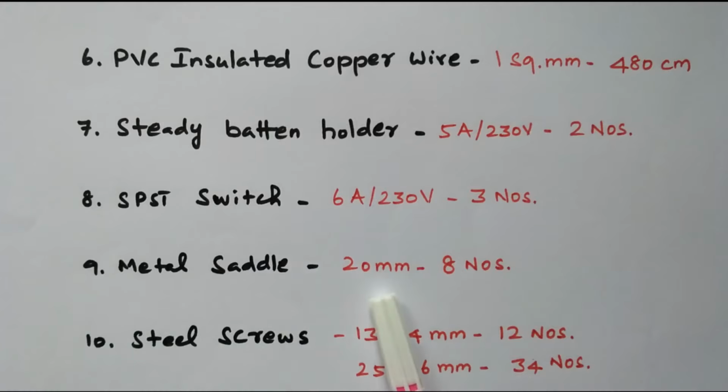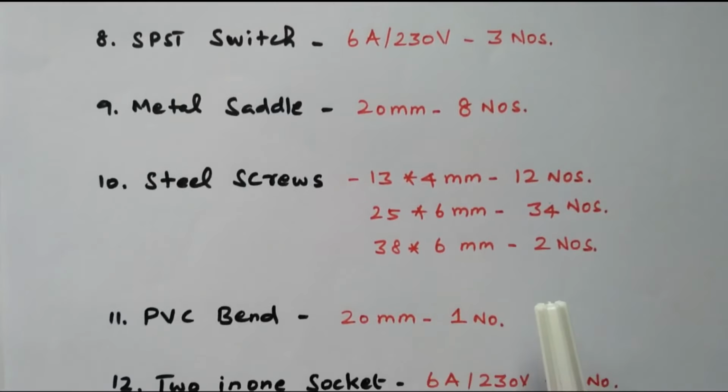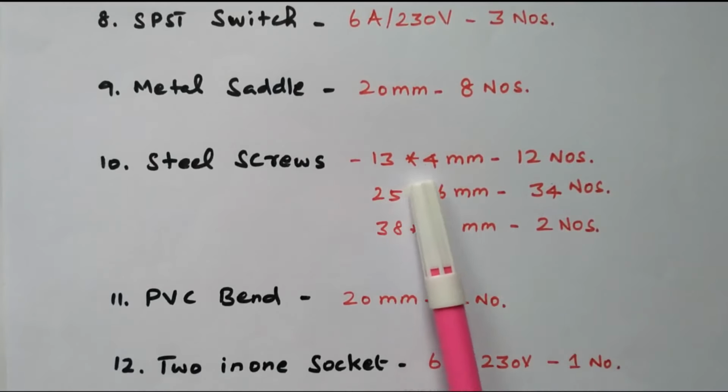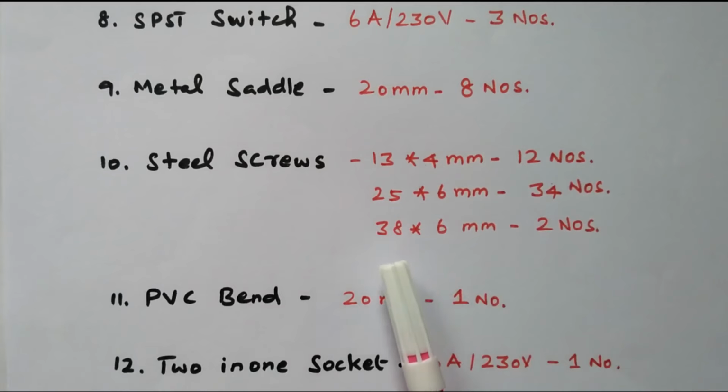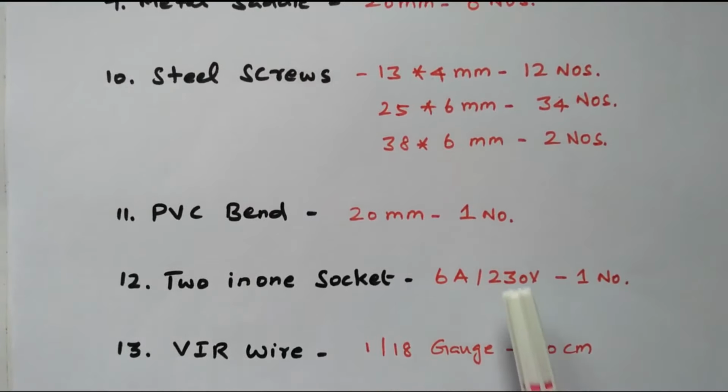Metal saddle 20 millimeter, 8 numbers required in order to fix the PVC cables. Then steel screw 13 into 4 millimeter, 12 numbers required, 25 into 6 millimeter, 34 numbers required, 38 into 6 millimeter, 2 numbers required. Then PVC bend 20 millimeter, 1 number required. 2 in 1 socket 6 ampere 230 volt, 1 number required. Then VIR wire 1 bar 18 gauge, 80 centimeters required. So these are all the requirements to complete this electrical wiring model.